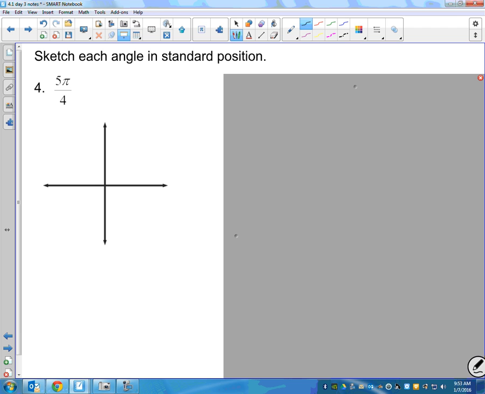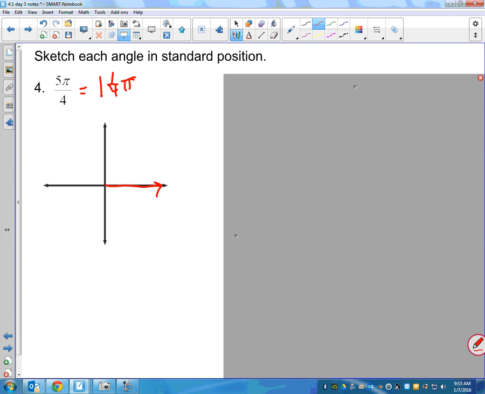Alright, so first of all, 5 pi fourths is a positive angle, so we know we're going to be going in a counterclockwise way. And we know for sure that our initial ray starts here at 0. So that part you can start for sure. So now let's think about 5 pi fourths. Is that bigger than pi or smaller than pi? Bigger, because 5 over 4, think about that's like 1 and 1/4 pi.